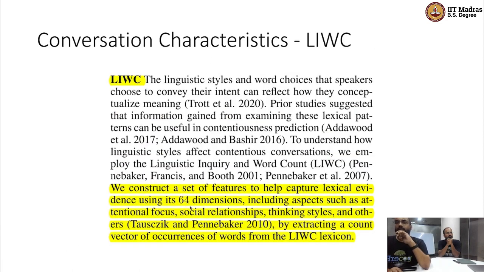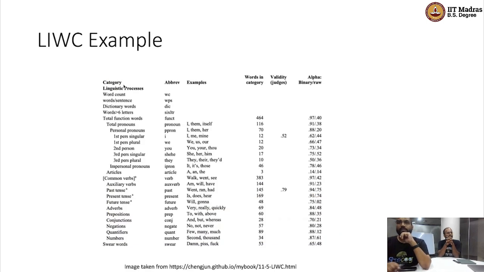Another set of features that the authors use is a tool called LIWC. LIWC is a tool which again looks at word counts and assigns scores for different aspects of a text, right? For example, just by looking at the text, I can give a score of how many swear words were there. Looking at the count of particular pronouns or particular verbs, I can assign a score for a particular category.